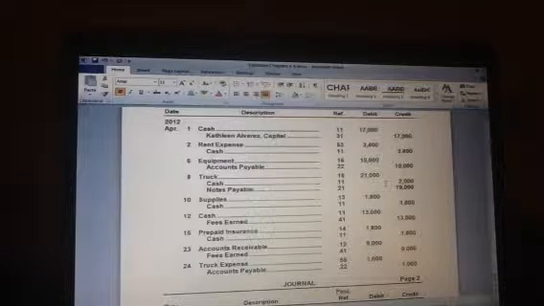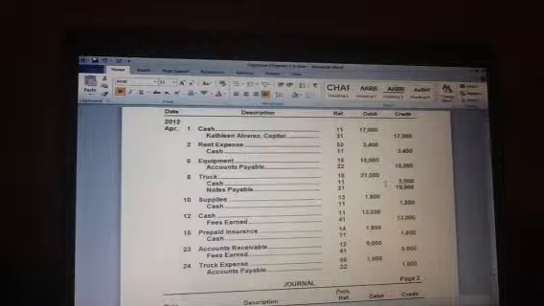When we post, we're moving items from the journal to the ledger. Notice the journal is a chronological listing. We listed the journal entries as they occurred. The ledger, on the other hand, groups every change to a particular account. For example, cash has its own section. Accounts receivable has its own section. The advantage of the ledger is you can very quickly tell what the balance of any account is.